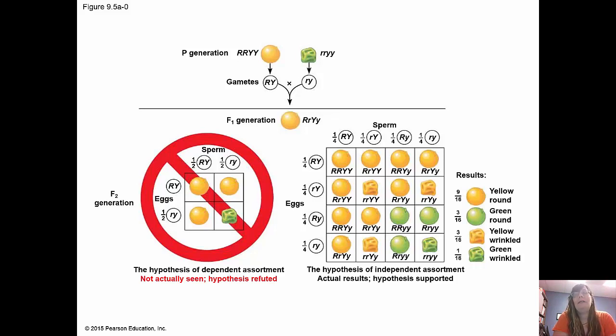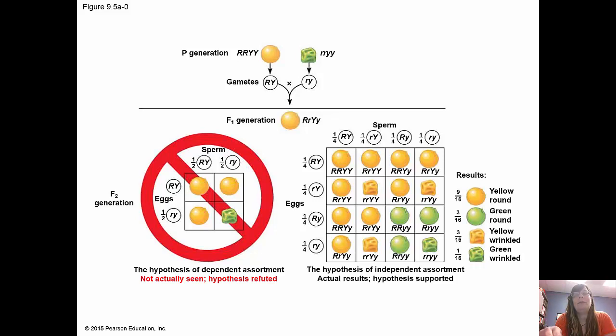When you do your Punnett square, it's a dihybrid cross. So because it is 2 traits, and because the F1 generation is heterozygous for both traits, the sperm and the eggs can produce 4 different gametes. So you can have big R, big Y, little r, big Y, big R, little y, or little r, little y for both egg and sperm.